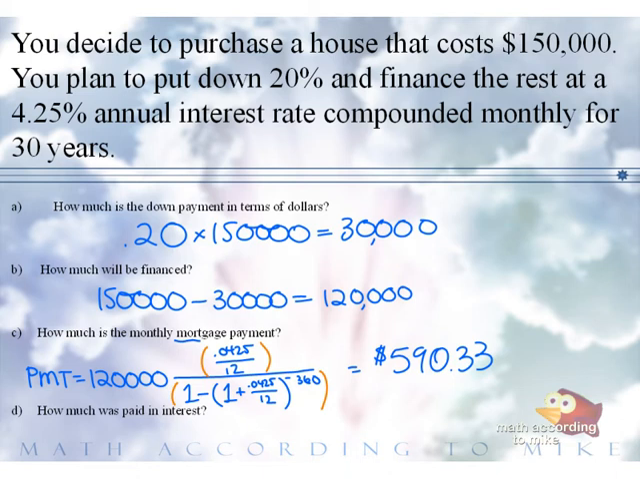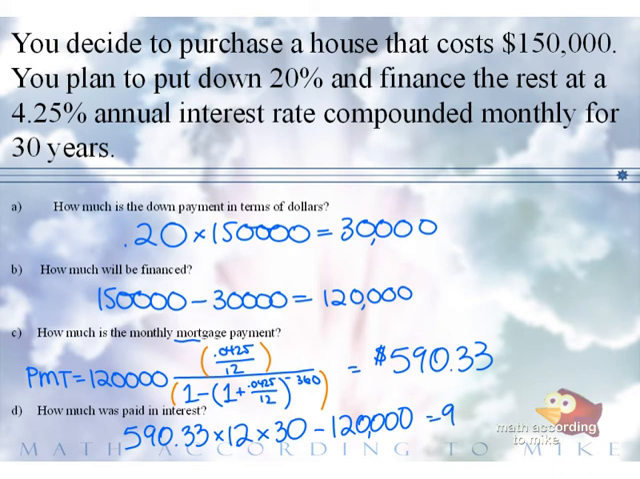So we're paying $590.33, we're paying $590.33 12 times a year for 30 years. So we're paying $590.33 12 times a year for 30 years, but we took out a loan of $120,000. So the difference of the two is $92,518.80. So you paid the bank $92,518.80 just for use of their money.